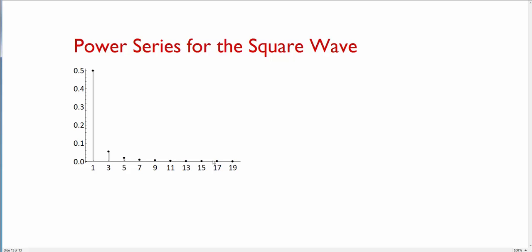In fact, it's possible to show that a significant fraction of the signal's power is contained in the high-frequency components. 5% of the power is contained above n equals 9. The fact that the power is spread over a wide range of harmonics explains the crunchy sound of the square wave.